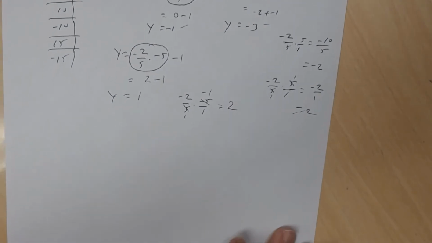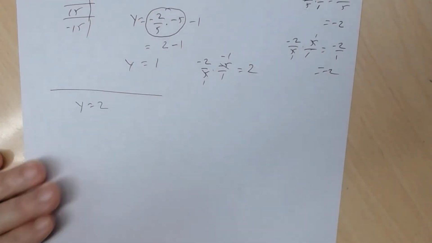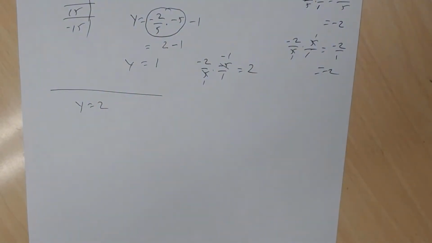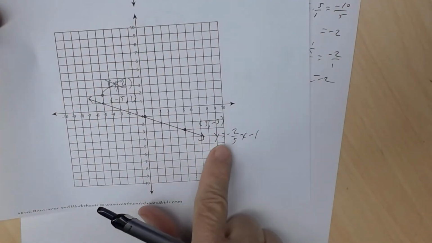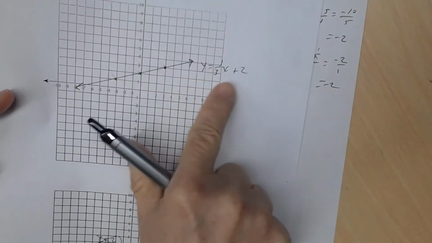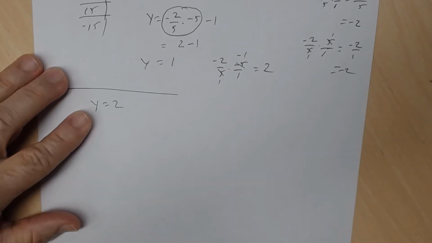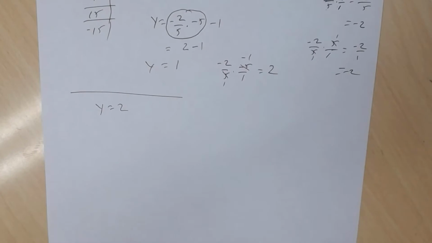All right, let's look at another one. Suppose we had y equal 2. Now, I want you to notice that in all the equations that we've done, there's an x and a y, so that's a linear equation in 2 variables. This right here, though, is a linear equation in 1 variable. So let's talk about how to graph something like this, a linear equation in 1 variable.